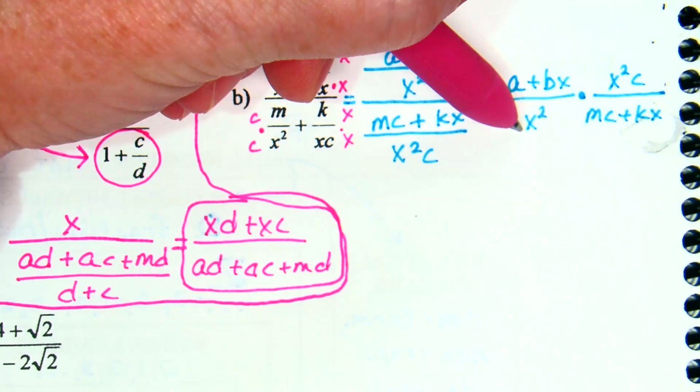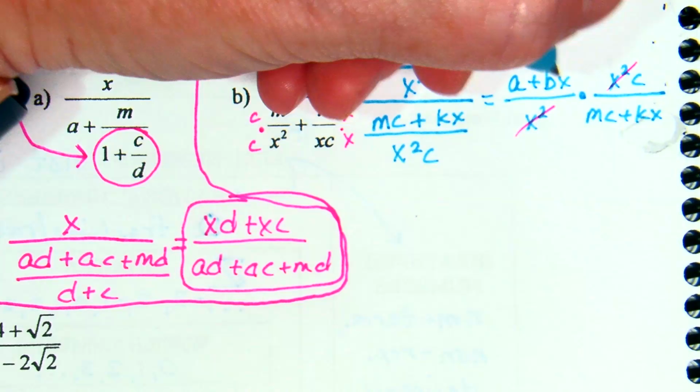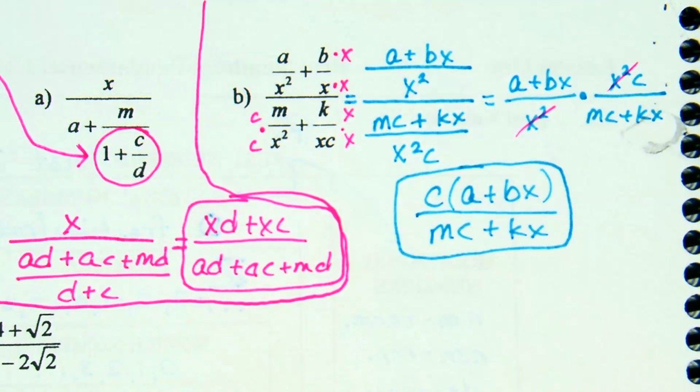Sorry, the computer's being a little slow. So I'm going to write c times (a plus bx), and I left my a plus bx in parentheses, and my denominator, mc plus kx. You can leave it like that. Now, is it wrong if on top you said ac plus bcx or something? No, you can distribute that up top. There's no right or wrong, so to speak.